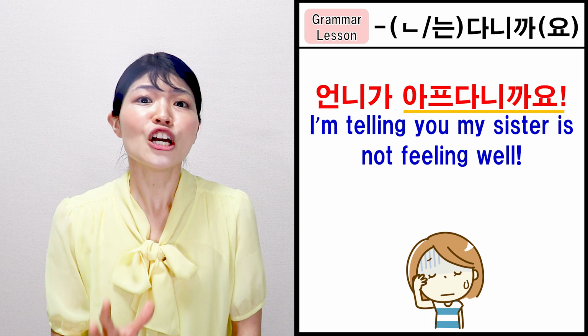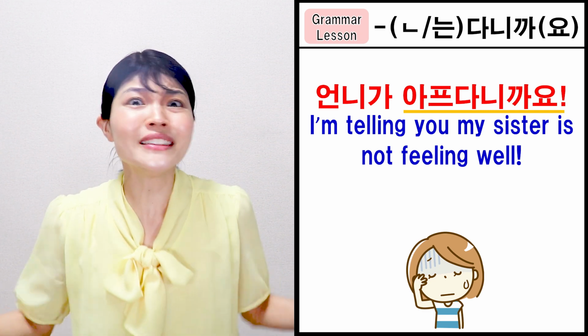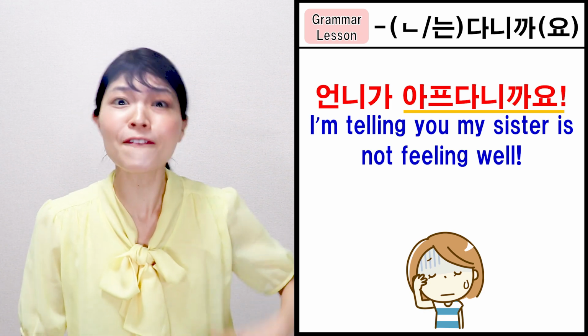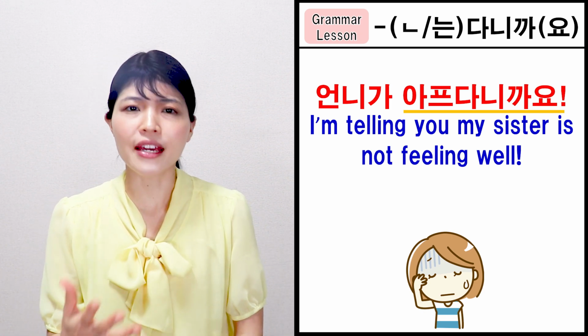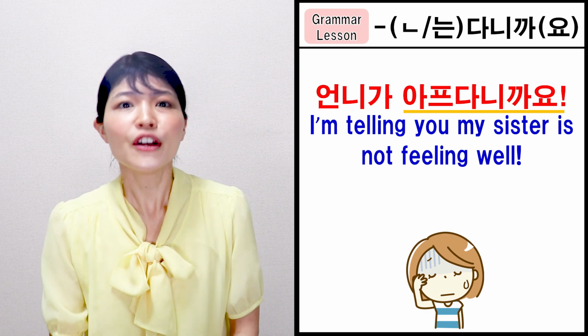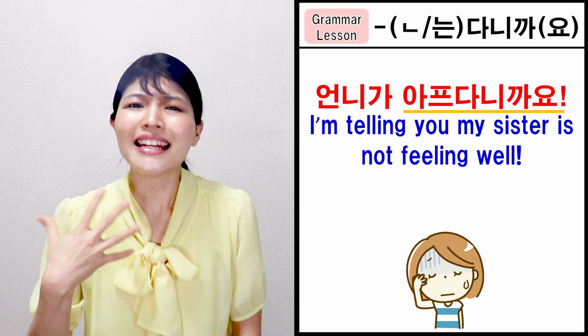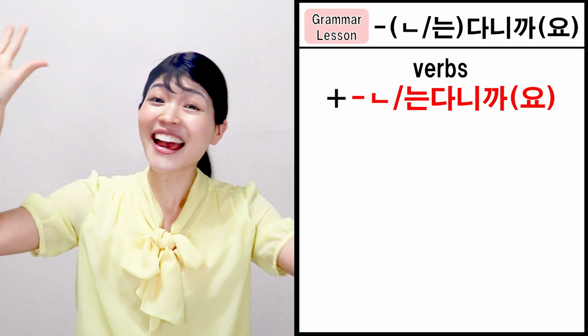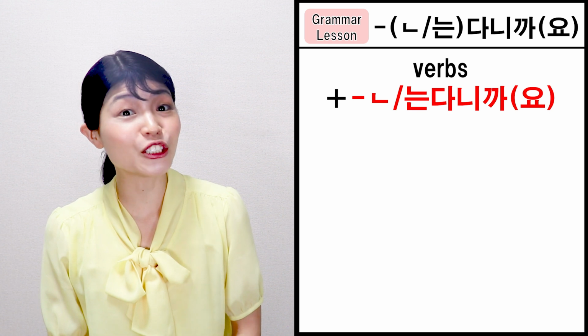In such a case, you will get angry and say, 언니가 아프다니까요. I'm telling you my sister is not feeling well. Like this, you can use it with emphasis at the max. Through this grammar, you can let out all your frustrations. Now that you have a clear head, let's look at the conjugation.